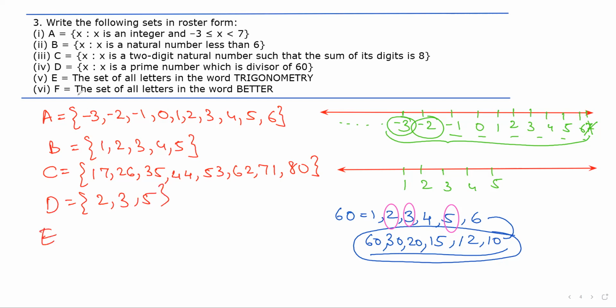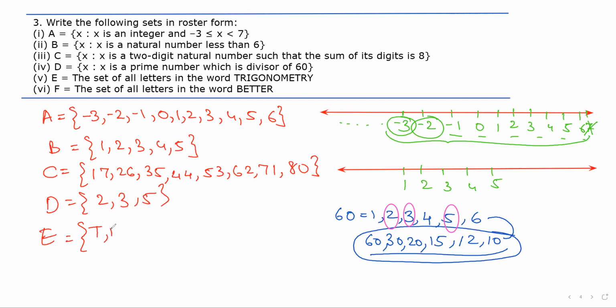E, a set of all letters in the word trigonometry. Now we know that elements of the set should not be repeated, or even if they are repeated, they hold the same meaning. So it's irrelevant or redundant to write them over and over again. So let's start with the first alphabet, T. Just mention any alphabet which is unique as an element.